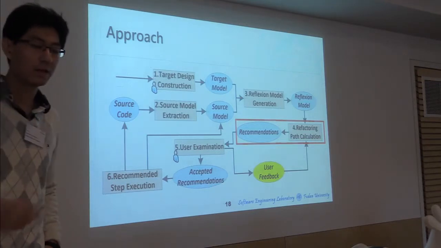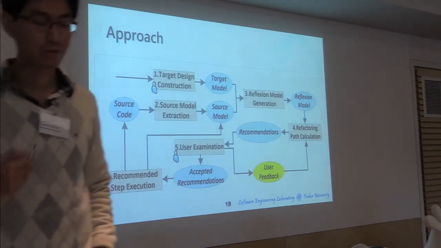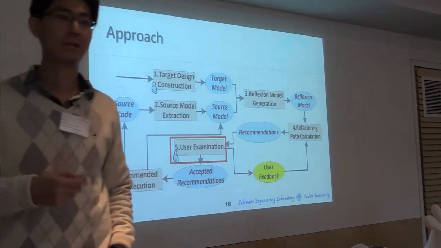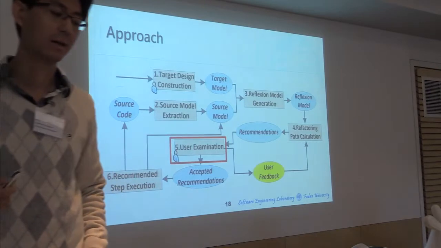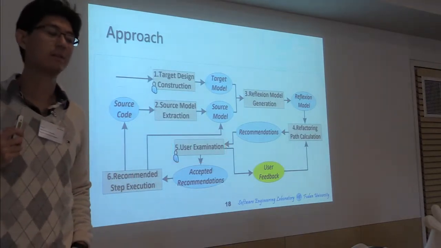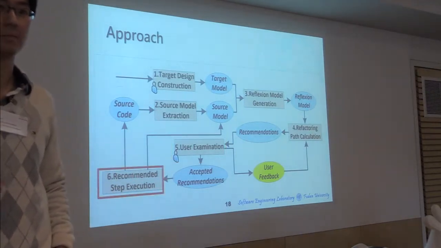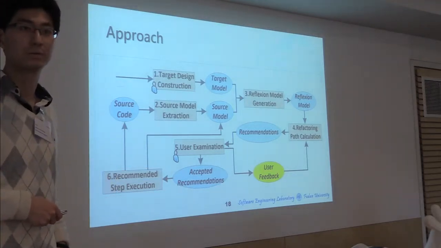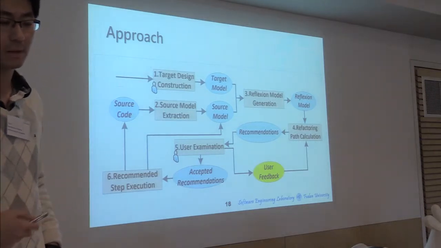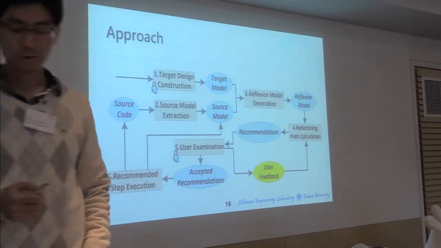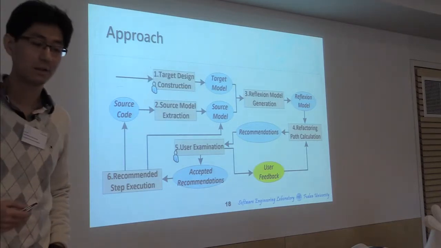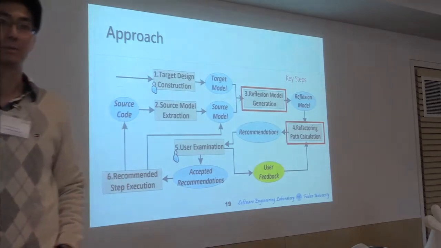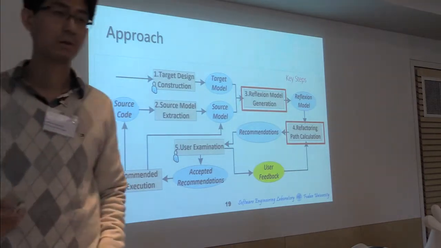And the user can reject or accept the reflection steps, and their rejections and acceptance will be used in the user feedback. The accepted reflections will be applied automatically, and the remaining user feedback will be used to further improve the calculation or the recommendations. And in this approach, the two most important steps are the reflection model generation and the reflection path calculation. Let's start with the reflection model generation.